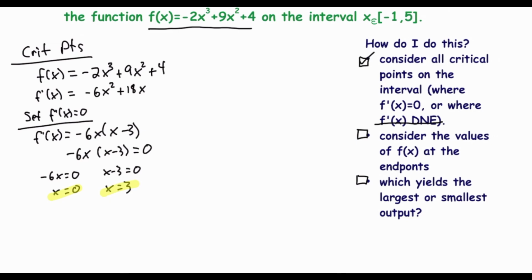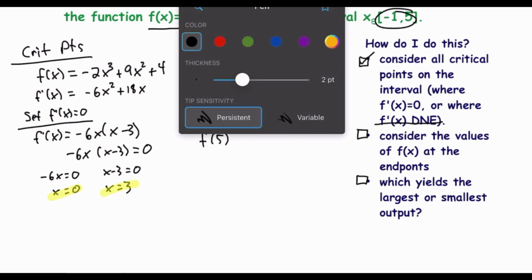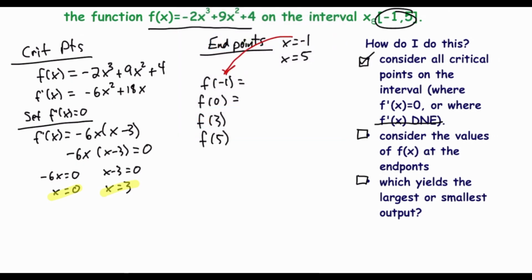We're also going to consider our endpoints. So let's just list my endpoints. I'm going to be dealing with these values: x equals negative 1 and x equals 5. Now let's test each of these points and see which gives us the greatest output and the smallest output. So I'm going to evaluate f of negative 1, f of 0, f of 3, and f of 5. And just to be super clear where we're getting these values, this one is an endpoint, this one is a critical point, this one is a critical point, and this one is an endpoint.